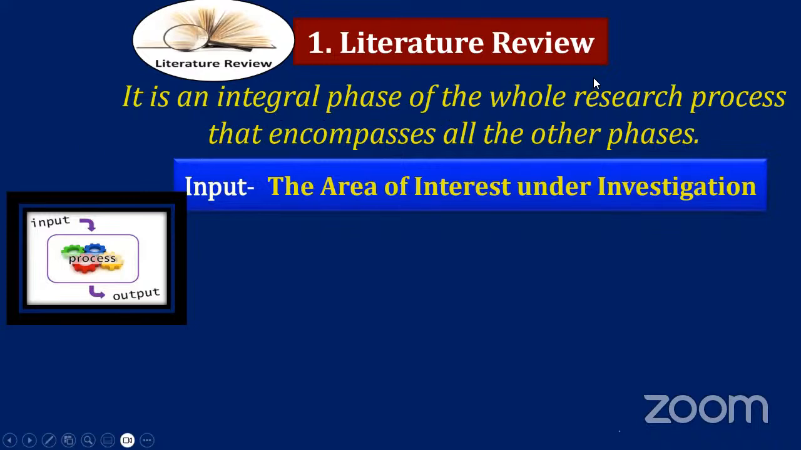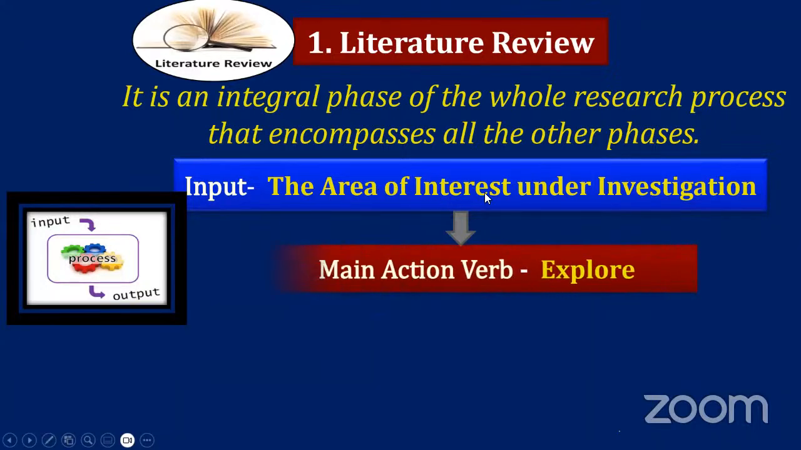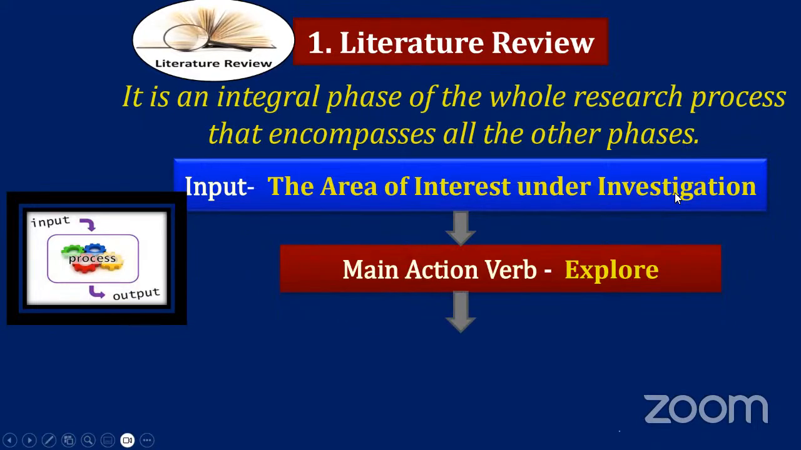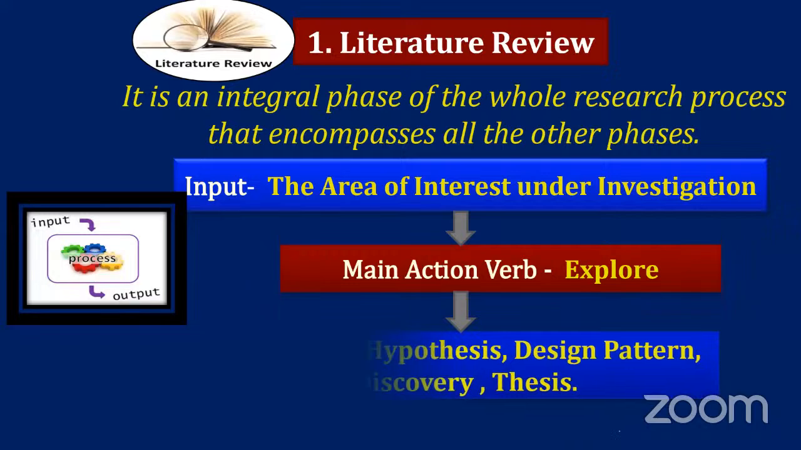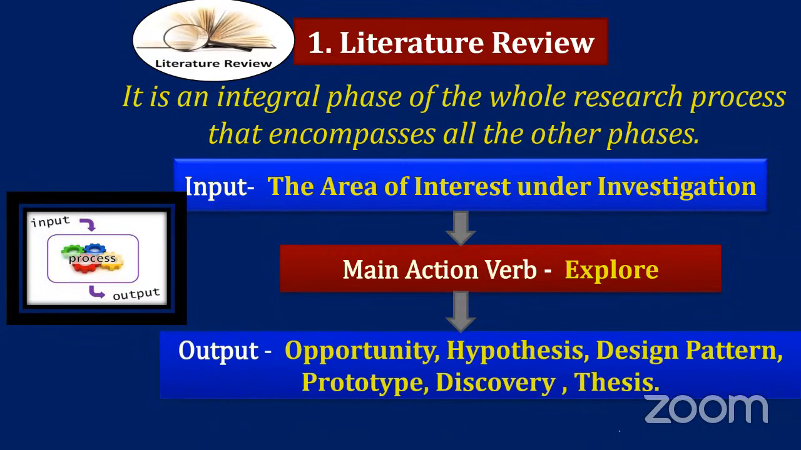It is an integral phase of the whole research process that encompasses all the other phases. Input to this phase is the area of interest under investigation. Whatever area of interest under investigation you take, that will go as input. Main action verb: what are you going to do? When you say I am doing literature review, what are you doing? You are exploring. You have identified your own area of interest where you would like to carry out the investigation. You have to carry out some discovery. So the main action verb here is explore.